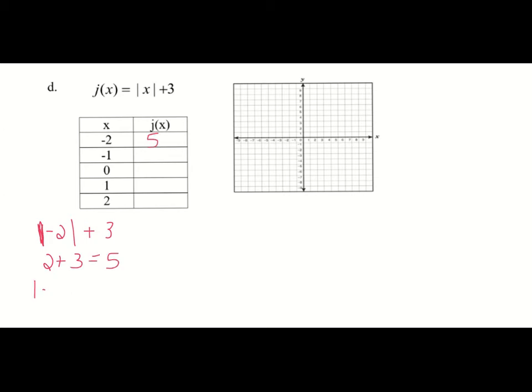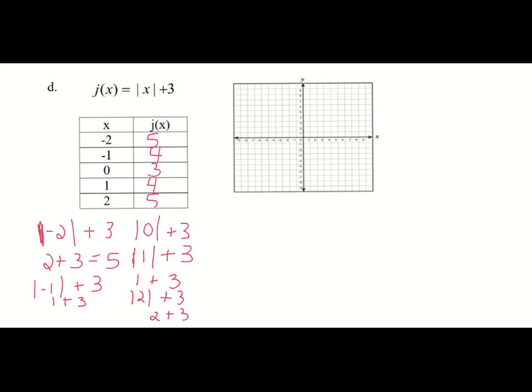Then we have the absolute value of negative 1 plus 3. So the absolute value of negative 1 is 1. 1 plus 3 will equal 4. Then we have the absolute value of 0 plus 3. 0 is 0 spaces away, so it's 0 plus 3, which is 3. Absolute value of 1 plus 3. The absolute value of 1, it's 1 space away. Plus 3 will give us another 4. And then the absolute value of 2 plus 3. So it's going to be 2 spaces away, so 2 plus 3, and that will give us 5.